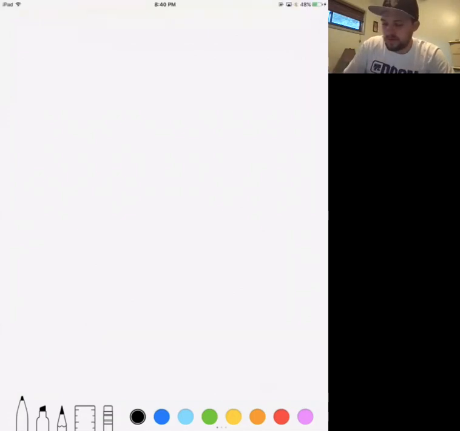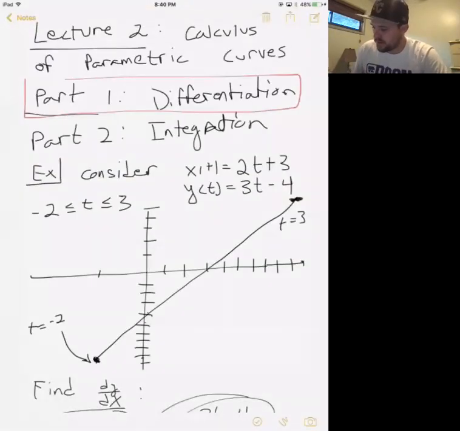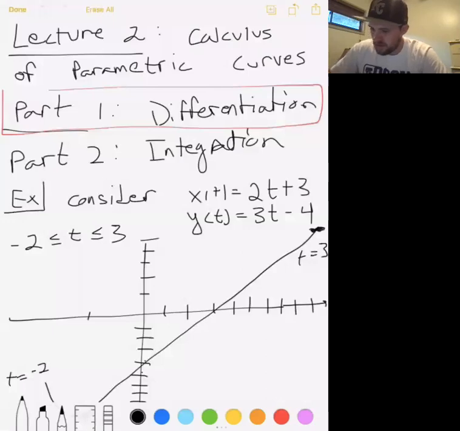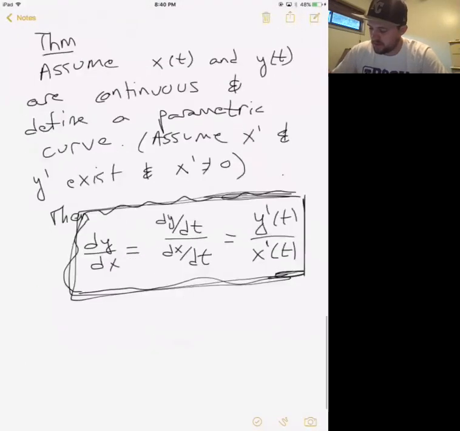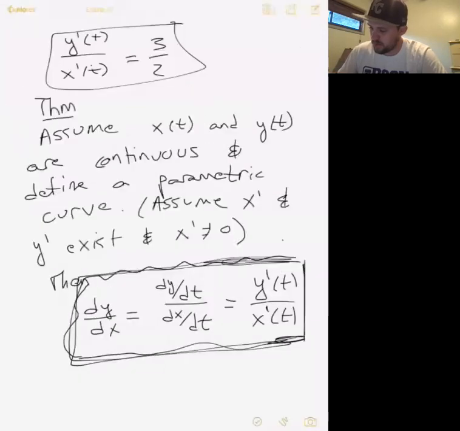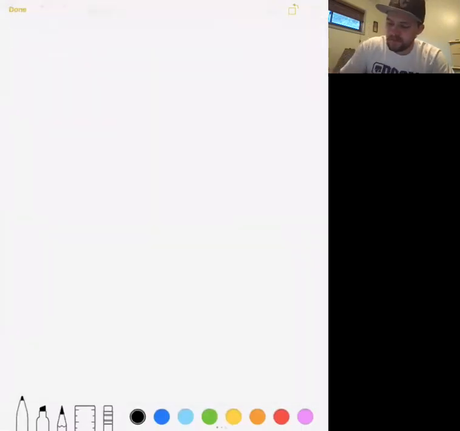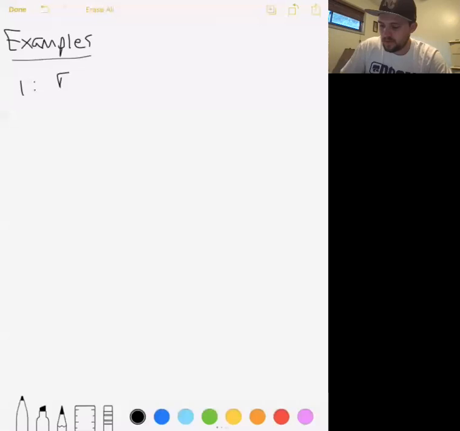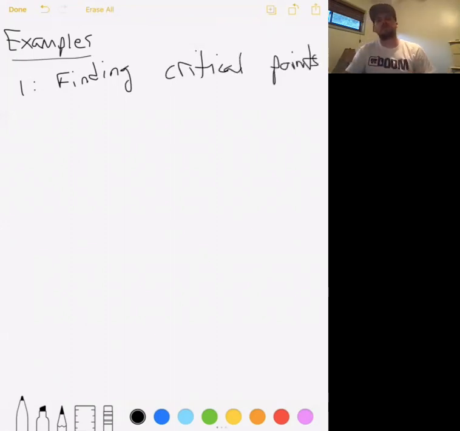Let's do some examples. And the first one will be finding critical points, right? Which, again, if we can find critical points, then we can find maxima and minima using first derivative, second derivative tests, things like that.